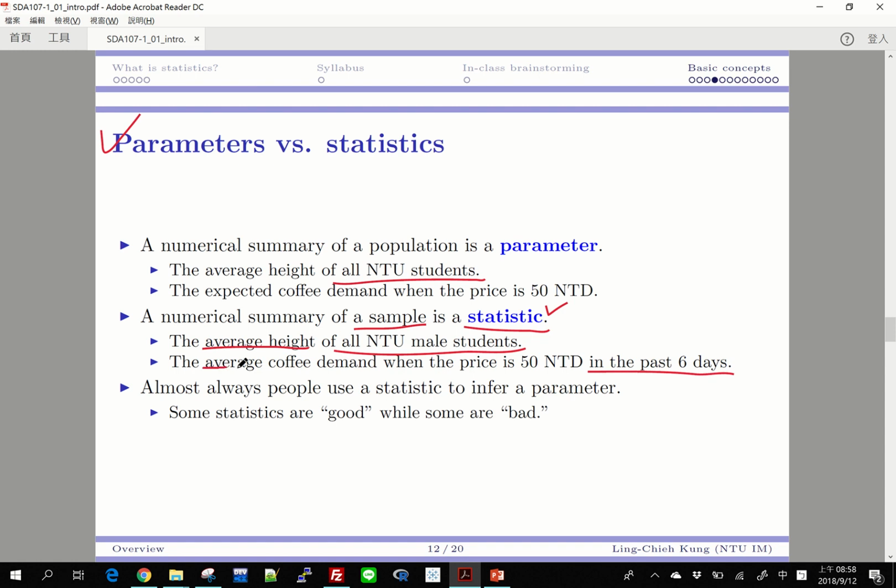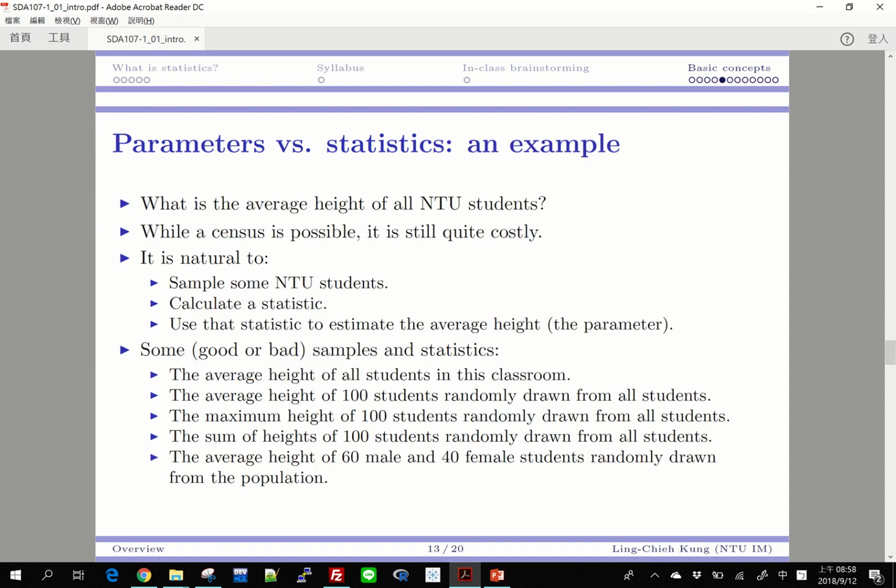Then the average coffee demand per day would be my statistic. Okay? We almost always use our statistic to do some inference to our population or to our parameter. Sometimes it's good, sometimes it's bad. That's something we need to tell you in this course.